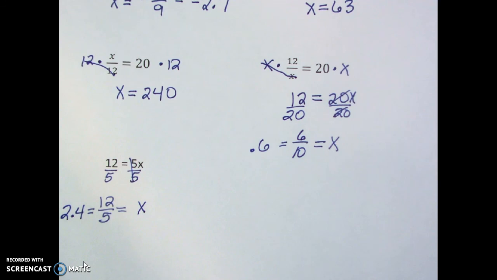So one-step problems, pretty much, you do the opposite of what's happening to the x. If something is being added to the x, you subtract it. If something's being multiplied, you divide it, etc.